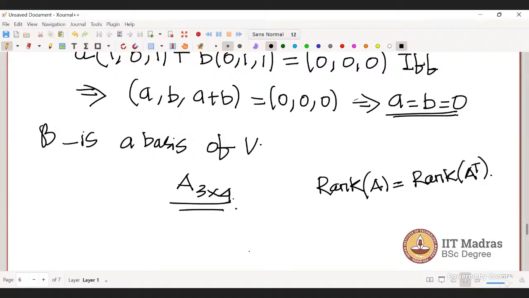So even if the dimensions of the matrix are 3 by 4 or 4 by 3, that doesn't matter, right? No, that doesn't matter. Even if it is not a square matrix, that is also true. The rank of A is the same as the rank of A transpose.